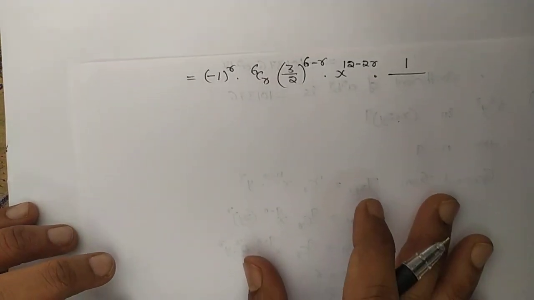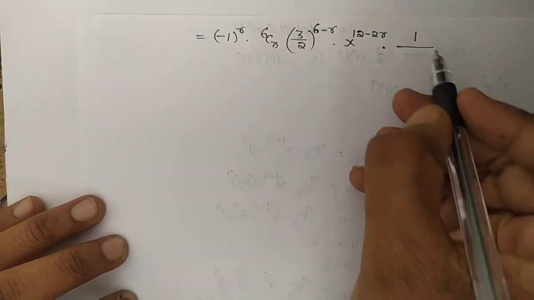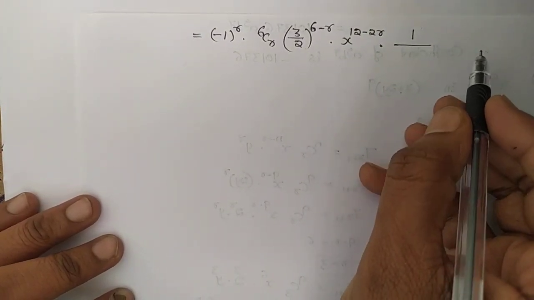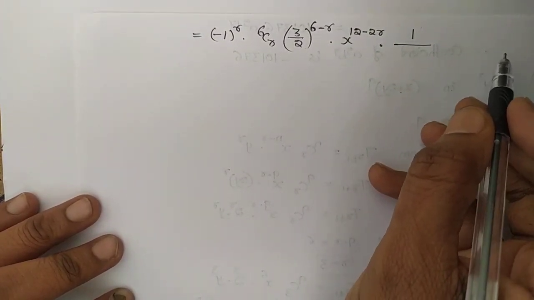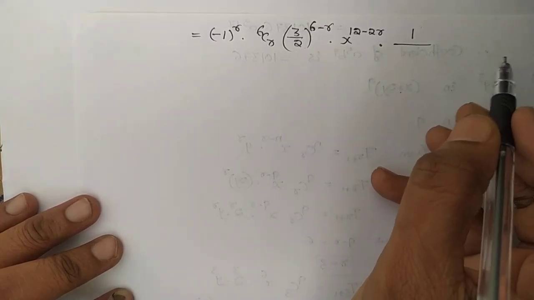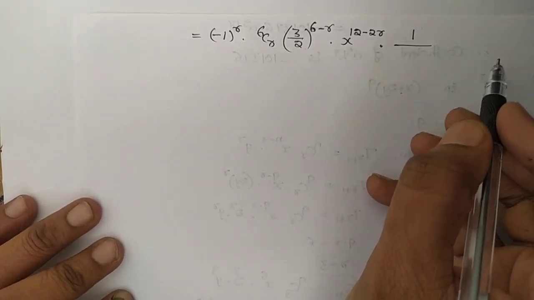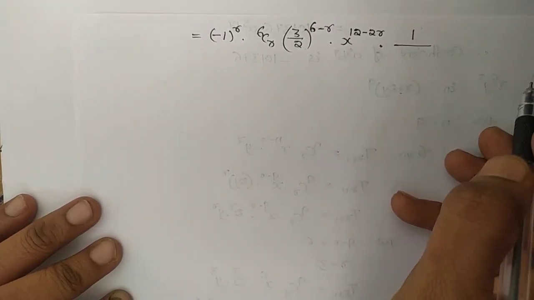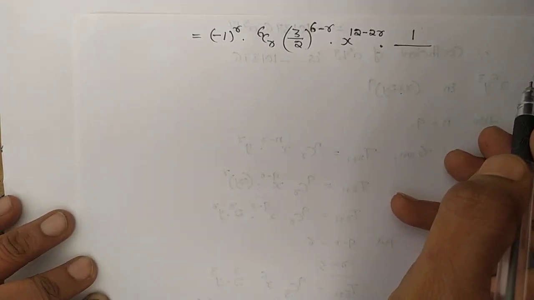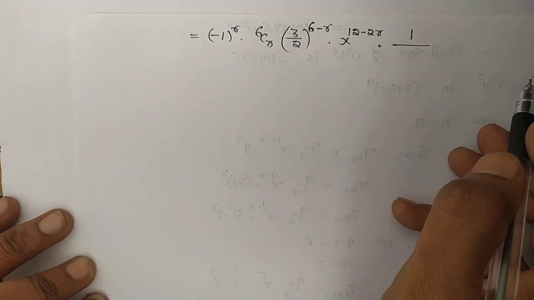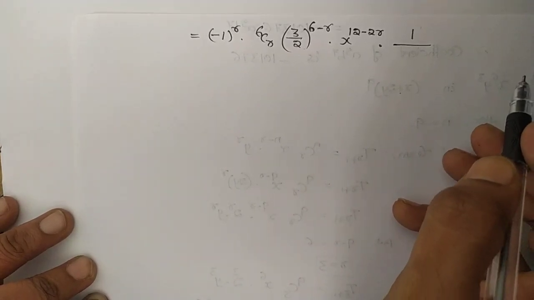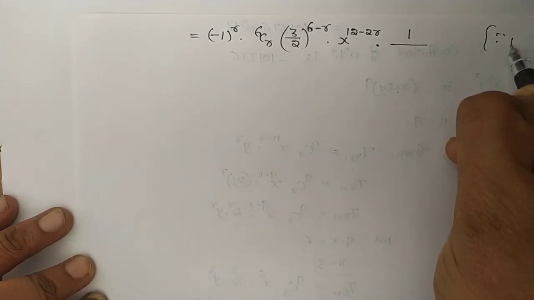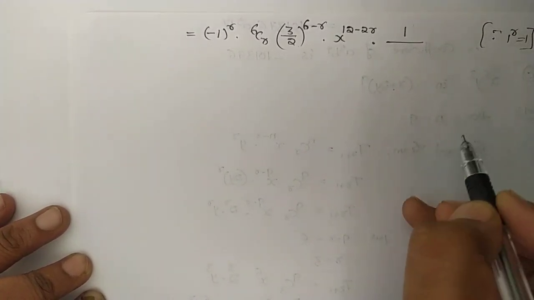What is the value of 1 power r? 1 power 0 is 1. 1 power 1 is 1. 1 square is 1, 1 cube is 1, 1 power 4 is 1, 1 power 5 is 1. 1 power 10 is also 1, 1 power 20 is also 1, 1 power 100 is also 1. 1 power n is what? 1 only. Similarly, 1 power r is 1. Since 1 power r equals 1, that's it.